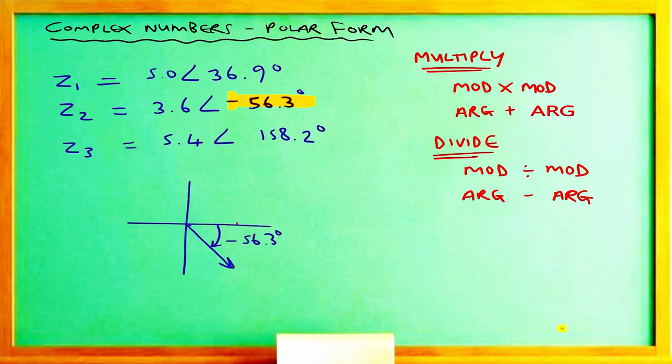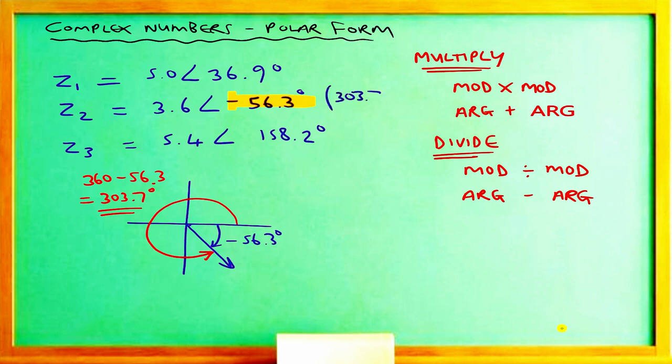Hopefully, from observation, you can see that the angle drawn in red there is just 360 minus the 56.3, which is 303.7. So the important thing here is we do have options. We could specify that as minus 56.3, or we could have expressed it as 303.7. Both of those would be accurate. But let's work with what we had originally, an argument of minus 56.3.